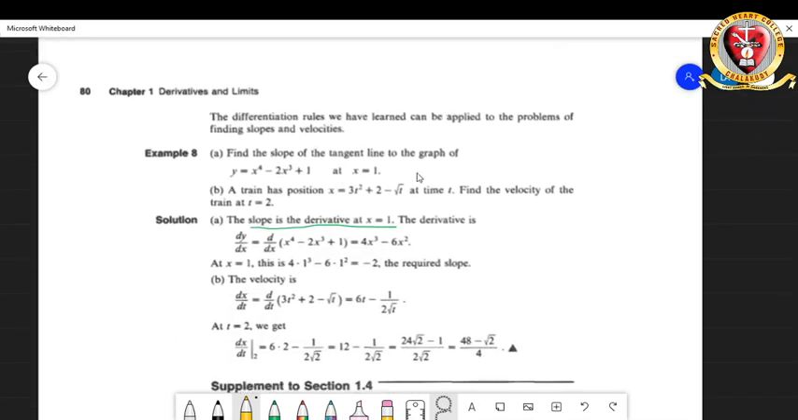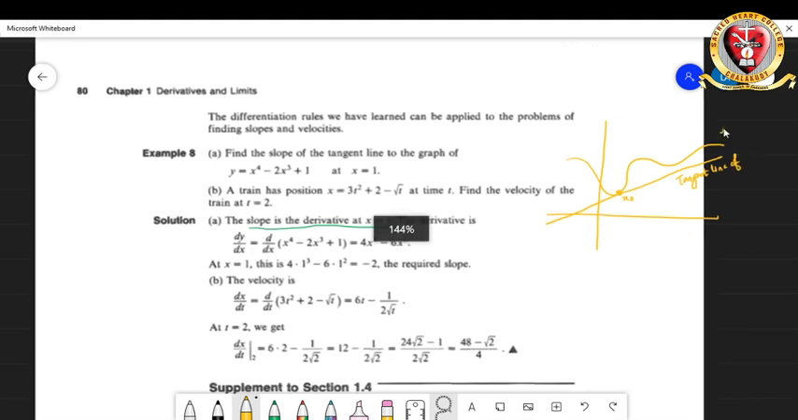Now find the slope of the tangent line to the graph. Suppose our function is something like this. So we have to find the slope of the tangent line. The tangent line will be the line which touches the curve only at this point. If this point is x naught, this will be the tangent line of the function f at x naught. And to find the slope, you just have to find the derivative of the corresponding function.